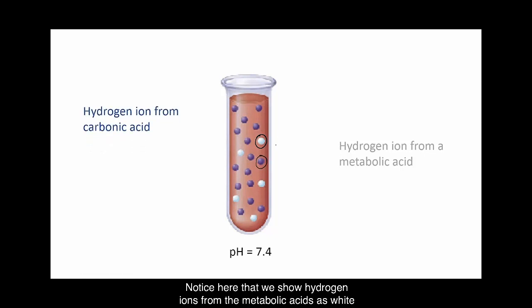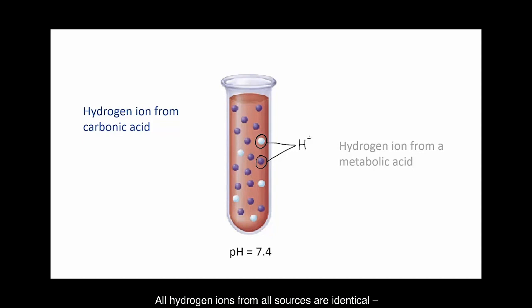Notice here that we show hydrogen ions from the metabolic acids as white, and those from carbonic acid as blue. But keep in mind that this is just to make it easier for you to see them. All hydrogen ions from all sources are identical. A hydrogen ion is a hydrogen ion, no matter its source.